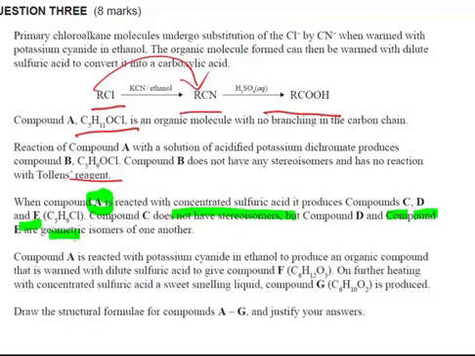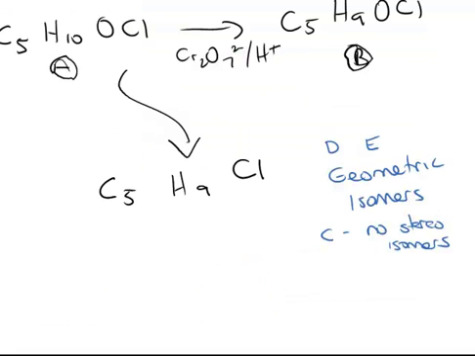Take care with that. So there are going to be no chiral carbons in there, so there's going to be no carbons which have 4 different groups around them. And C and D and E must be geometric isomers, so that means that we have different groups on each of the carbons with a double bond. So let's start and see if we can work our way through that.